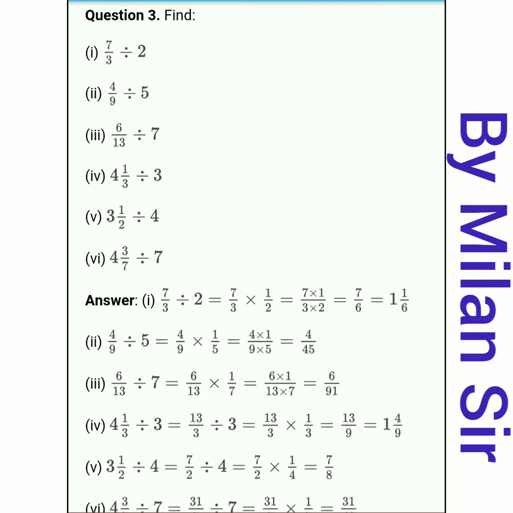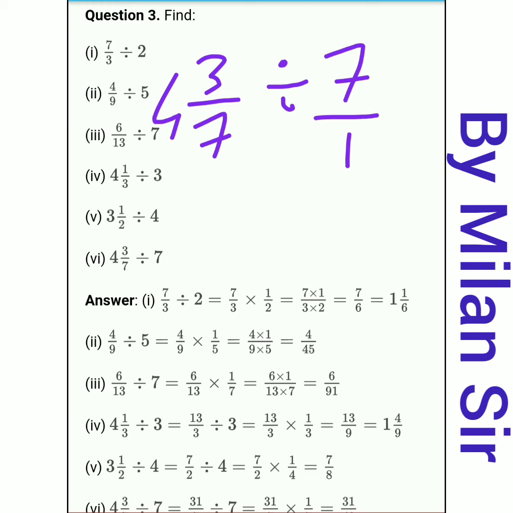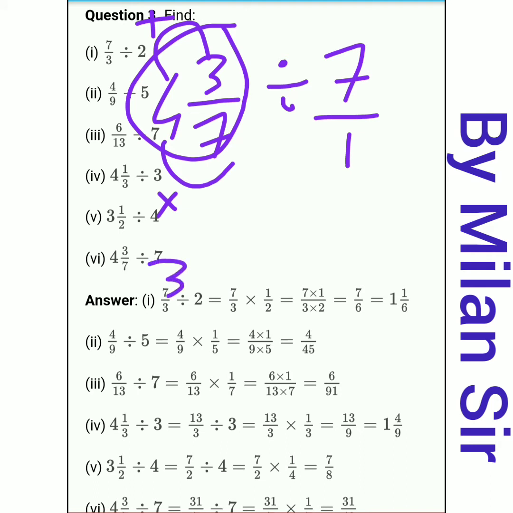Question number 6. 4 integer 3 by 7 divided by 7. Here in the second number nothing is present in the denominator, so we can write 1, 7 by 1. Now first of all we need to convert this mixed fraction into an improper fraction. So 7 4s are 28, then we need to add the numerator. So 7 4s are 28 plus 3, 31. Divide by 7 as it is.